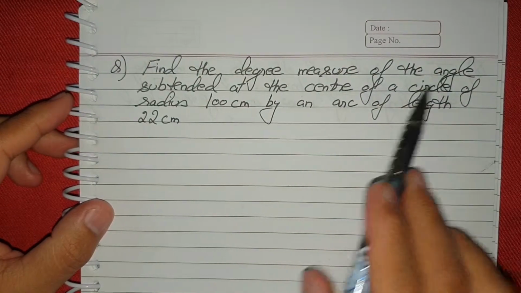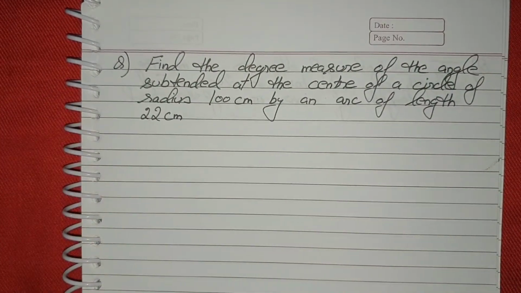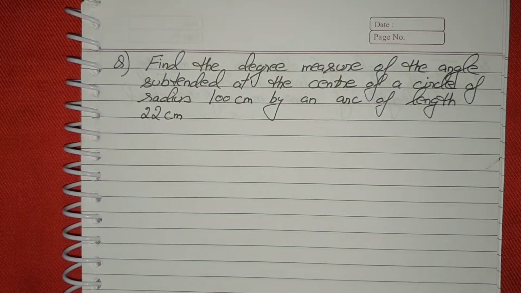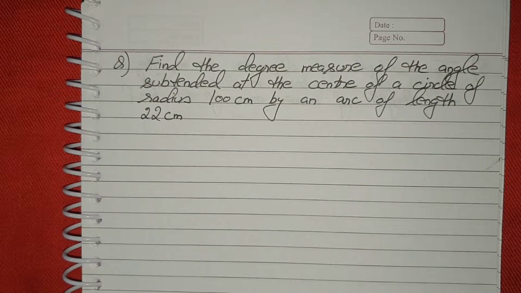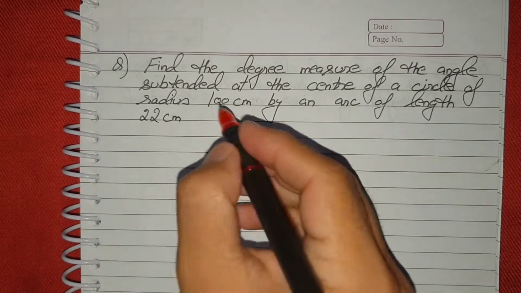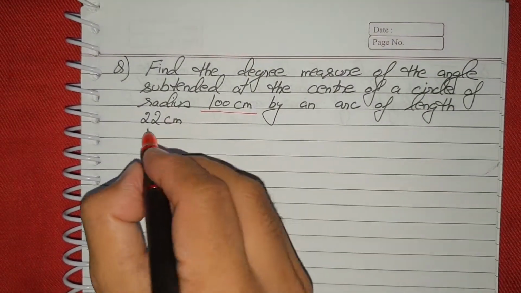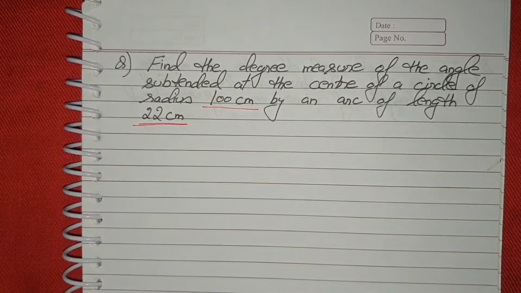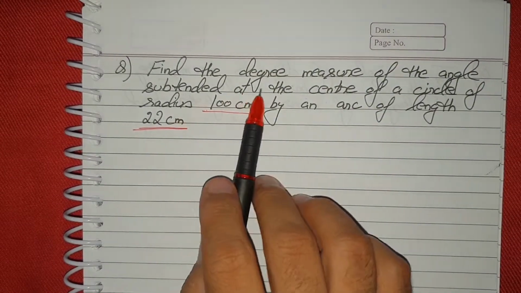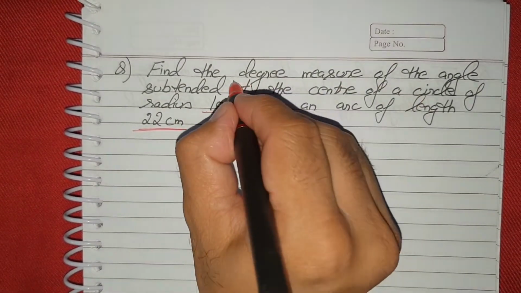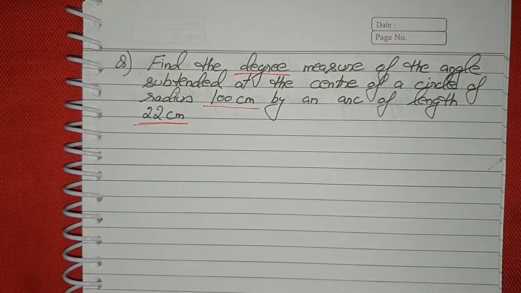Find the degree measure of the angle subtended at the center of a circle of radius 100 cm by an arc of length 22 cm. So the radius is 100 cm, the arc length is 22 cm. So we have to find the degree measure of the angle. So remember this is in degree measure.